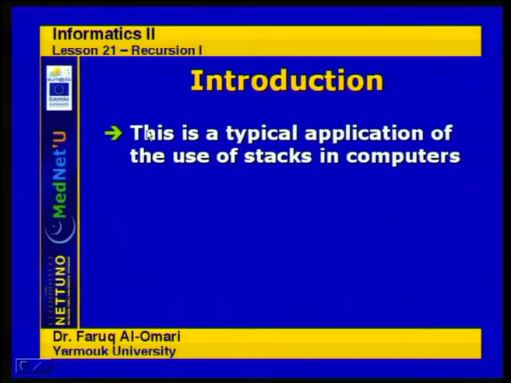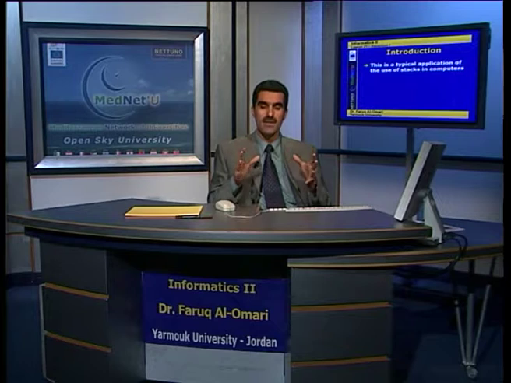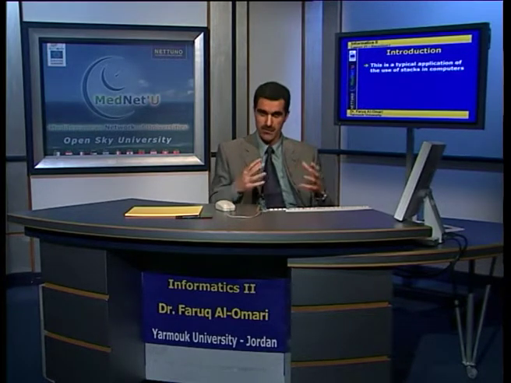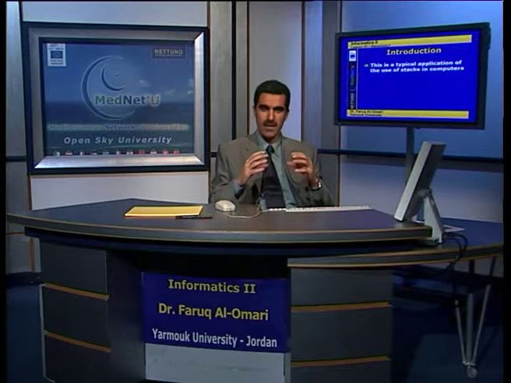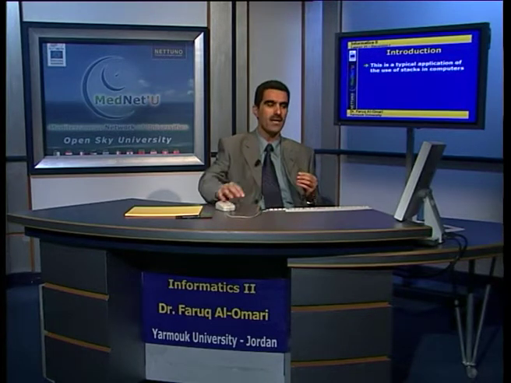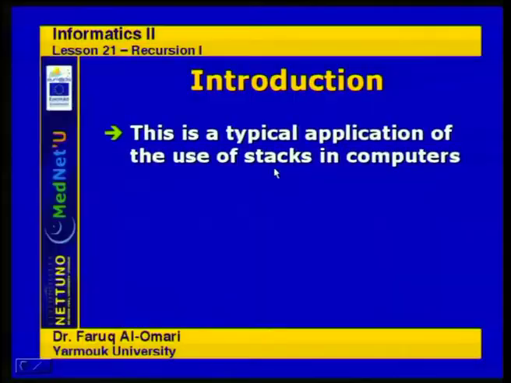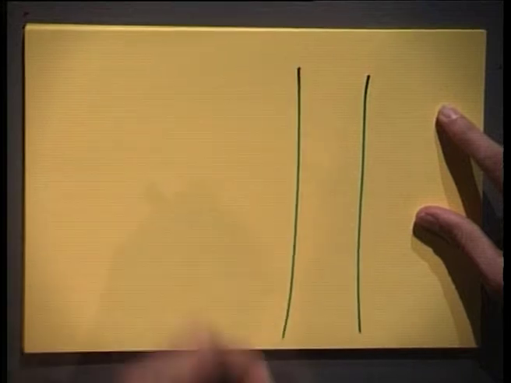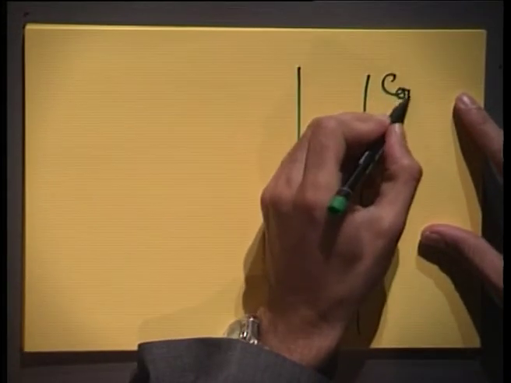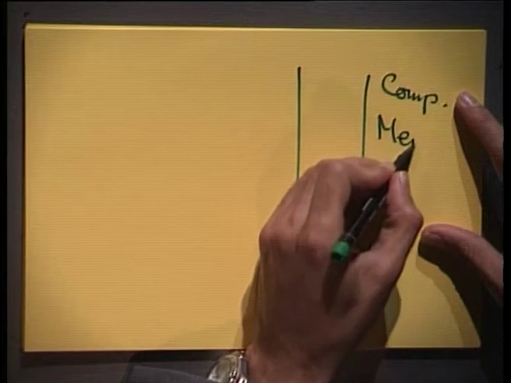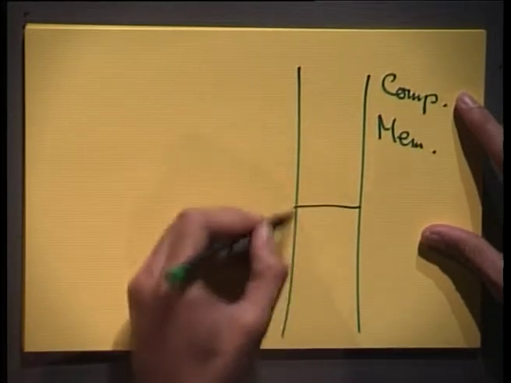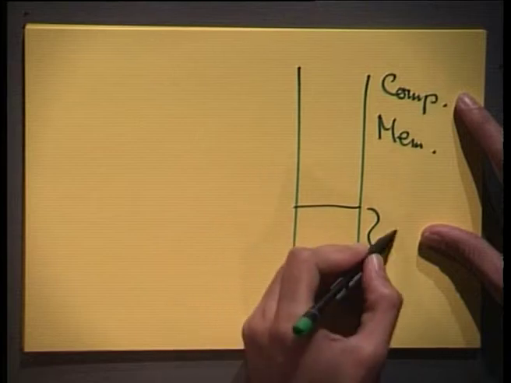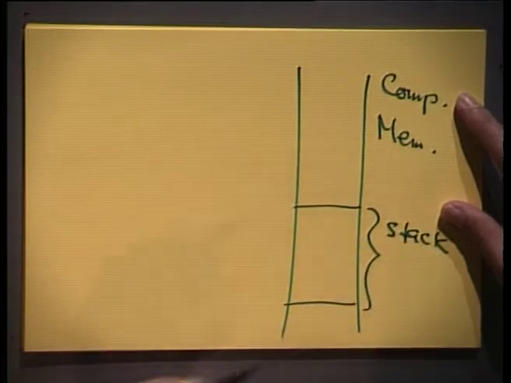Basically, the place where I'm going to put the actual return address and whatever other data is needed, so that I can return safely to the calling function, is the stack. The stack is a portion of the memory. Here's the memory of the system, computer memory, and there's a portion in this memory dedicated for the stack. And it is just a stack, the same as the concept of stack we talked about earlier.